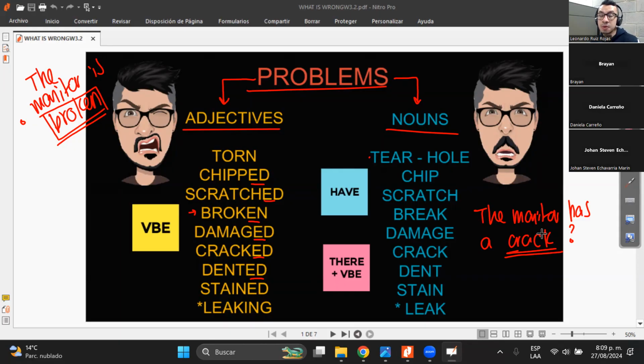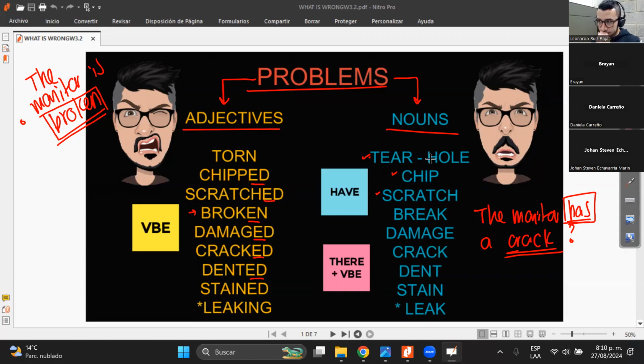In that case, we are talking about what it has. ¿Qué es lo que tiene? Okay, tiene una grieta. So that's why we use the verb to have, because in that case, I'm talking about the noun. Ready? So I am going to show you what is the meaning of the word noun. And then you tell me what is the meaning of the adjective.